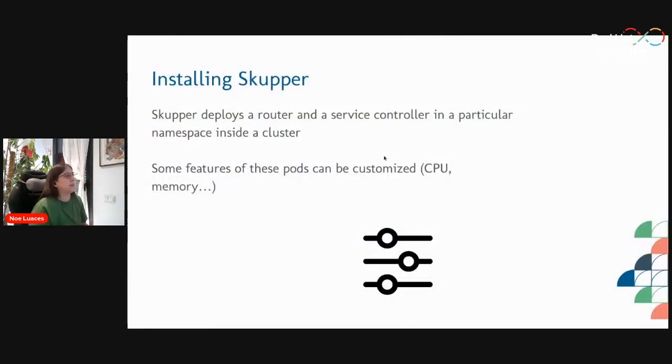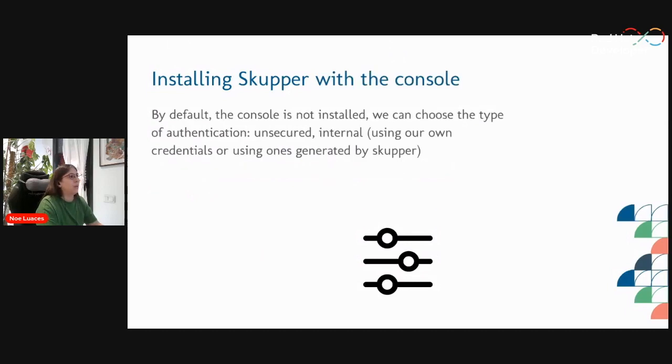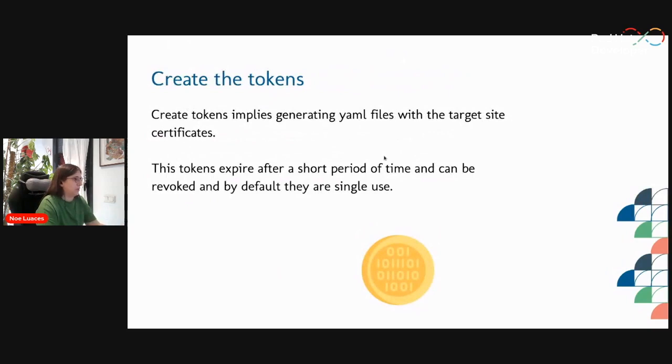So Skupper deploys a router and a service controller in a particular namespace. Some features of this can be customized, like CPU, memory usage, and so on. We can also enable the console that is going to help to visualize this topology better. So we go again to the terminal.